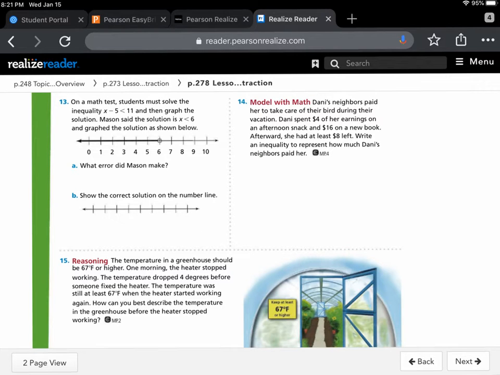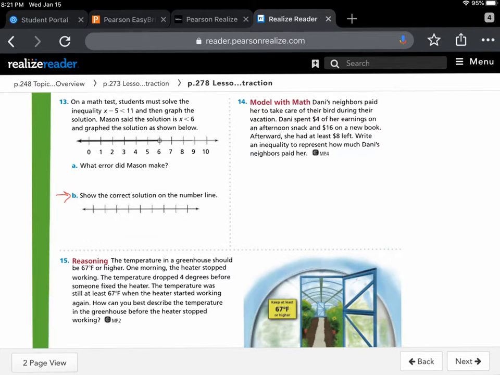Mason said the solution is x is less than 6. And graph this solution here. What error did he make? Well, let's first do part B and see how we would do this, and then we can figure out what error he made.